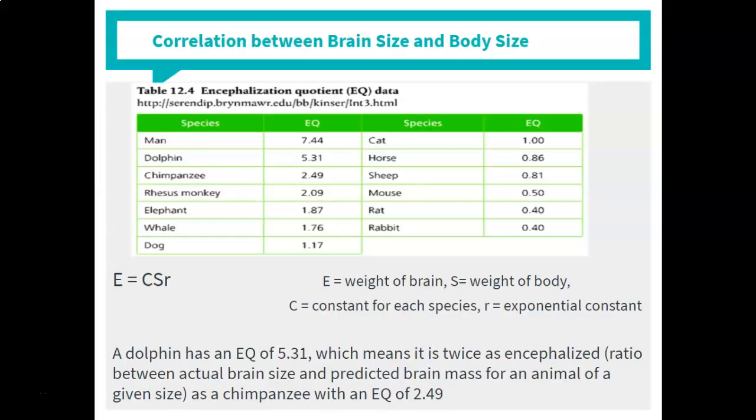But we can take that and put it into this encephalization quotient, and then kind of get a slightly better idea of what it means in regards to brain mass based on an animal size. So there's this formula here, and it basically takes the weight of the brain, the weight of the body, a constant for each species and an exponential constant, and you do all of this math, and it gives you this quotient, right? So we're going to look at dolphin and chimpanzee. Dolphins have 5.31 EQ, and chimpanzees have a 2.49 EQ. And what that means is that a dolphin is twice as encephalized.